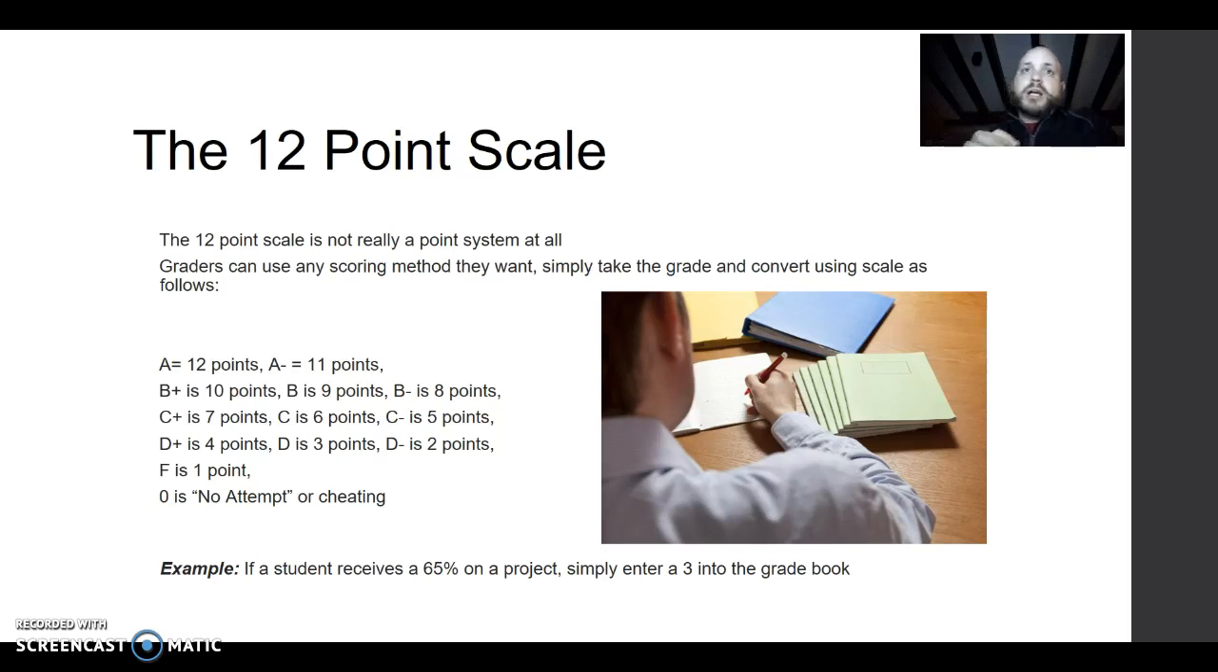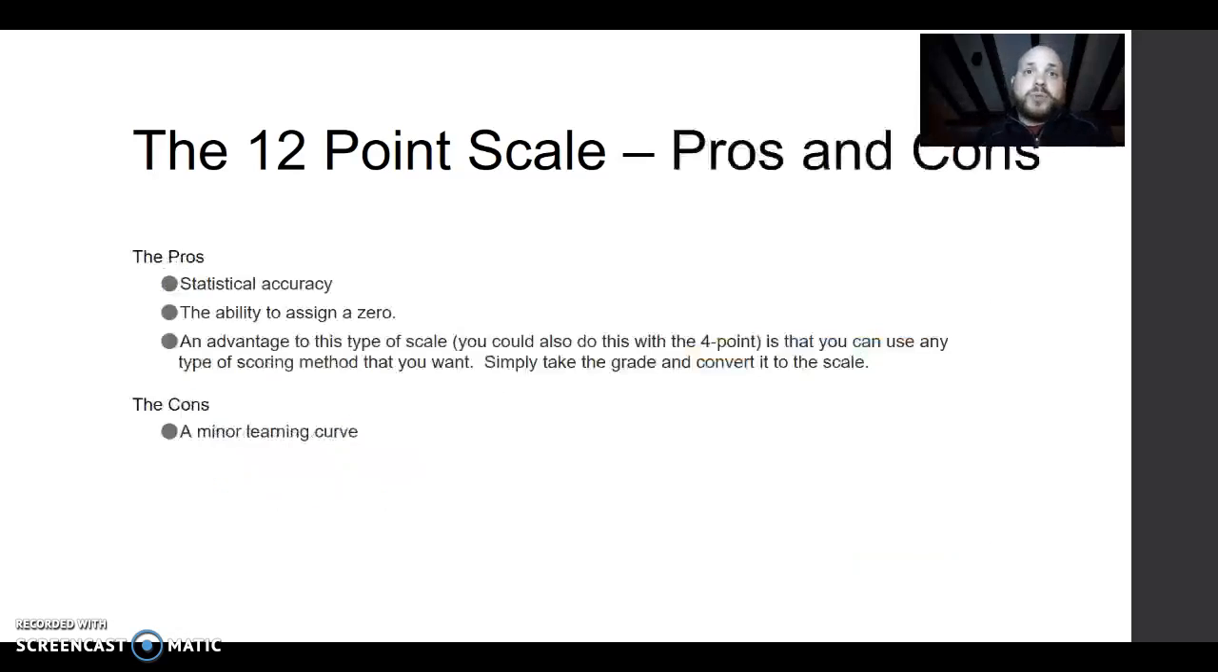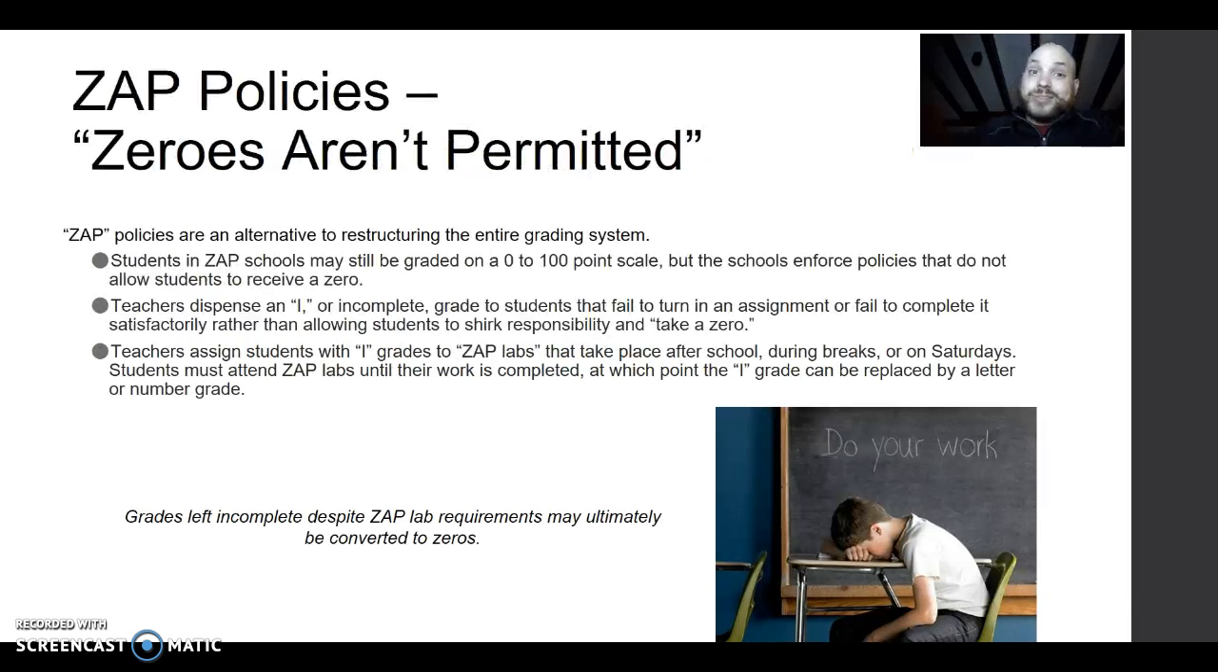The 12-point scale. This is not really a point system at all. It's basically graders can use any scoring method they want. You simply convert the grade over to this scale. A is 12 points, A minus is 11 points, so on and so forth. What's the pros? It's statistically accurate. You can also use a zero if you want to. The advantage of this scale is that you can use any scoring method that you want. The only negative, it's a minor learning curve. I know I'm moving fast, but this is actually a good scale.